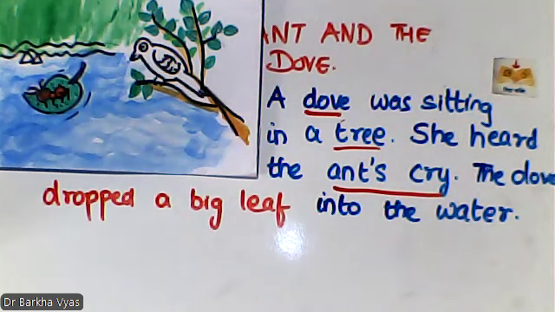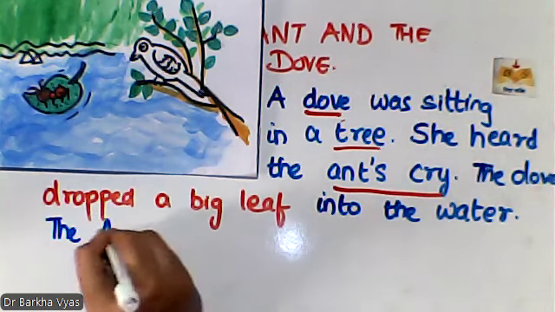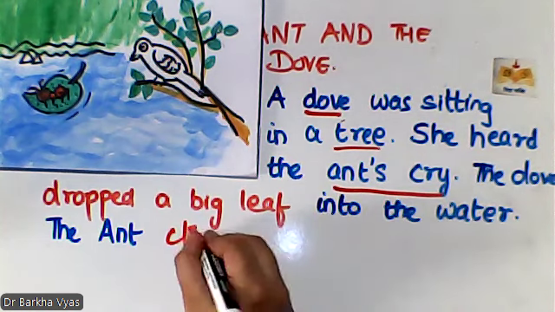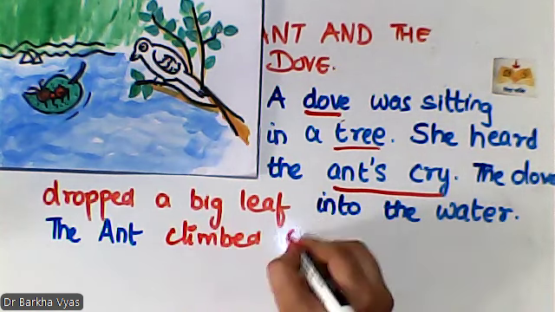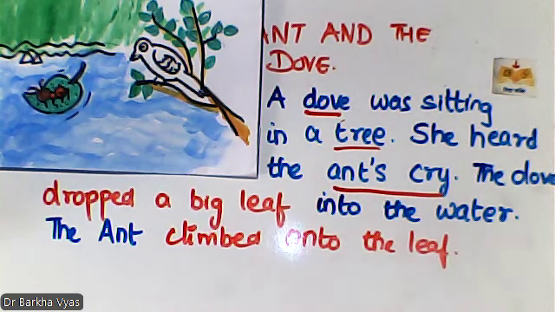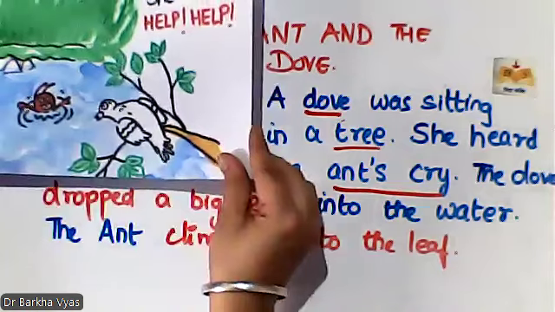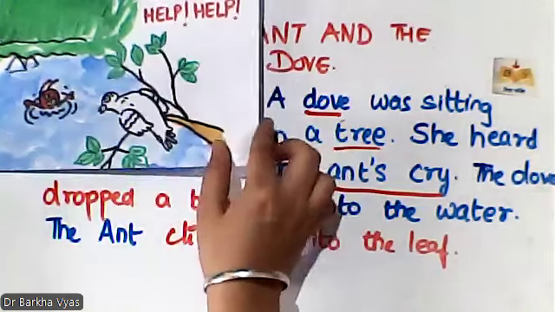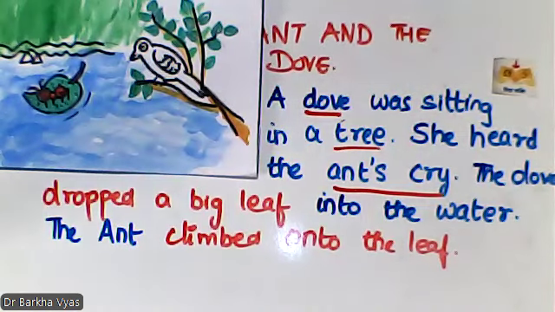And what did the ant do? The ant, the ant climbed. The ant climbed onto the leaf. तो हमारी बुद्धिमान चींटी ने क्या किया? जब मुश्किल में थी, चींटी मुश्किल में थी, when the ant was in trouble, the ant shouted, help, help. जब आप कभी भी मुसीबत में हो तो आप help, help चिल्लाना चाहिए. उसके बाद कोई सुन के आपकी मदद कर सकता है.